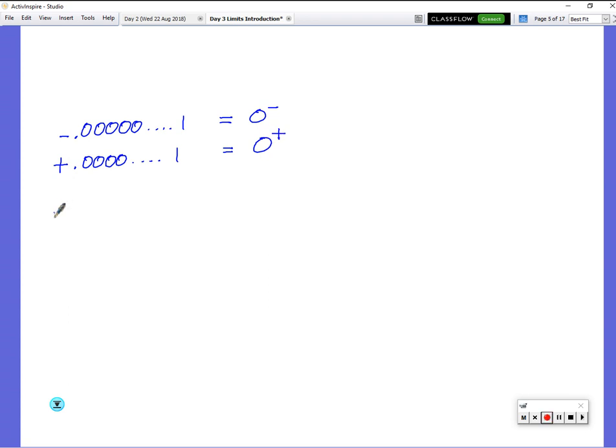This number that's not quite yet negative 2 is a little bit more positive than negative 2. So you write it like that. This number is a bit more negative than negative 2. So you write it like this. A bit more negative than negative 2.